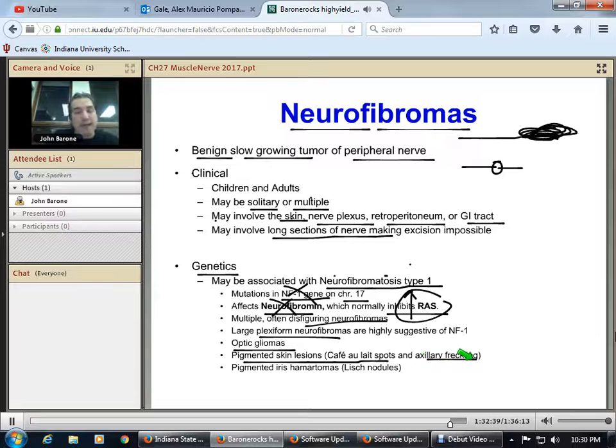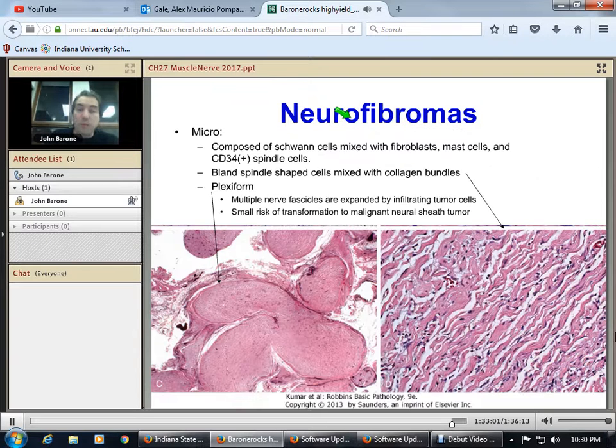That's classic. You're also going to get optic gliomas. You're going to get pigmented lesions called café-au-lait spots and axillary freckling. You're going to get pigmented iris hamartomas called Lisch nodules. And don't forget, since the NF1 is also knocked out in pheos, they can also get pheochromocytomas as well. Now again, neurofibromas can happen in type 2 as well. So neurofibromatosis type 2 will have neurofibromas as well, just less than type 1.